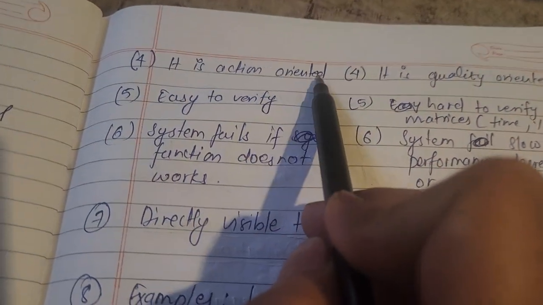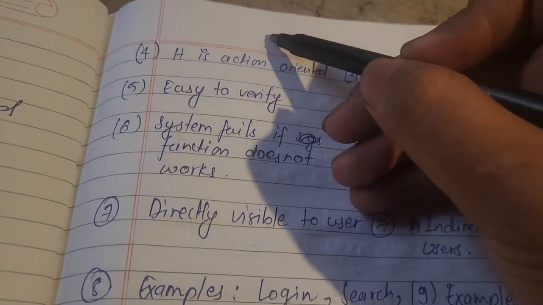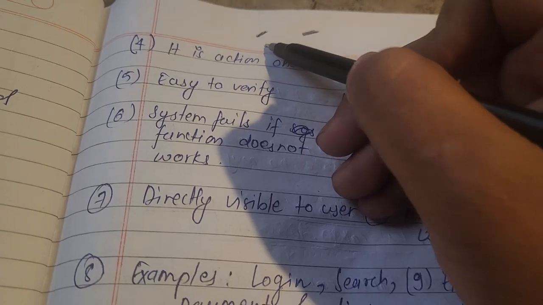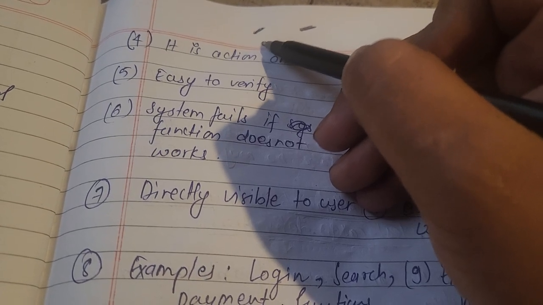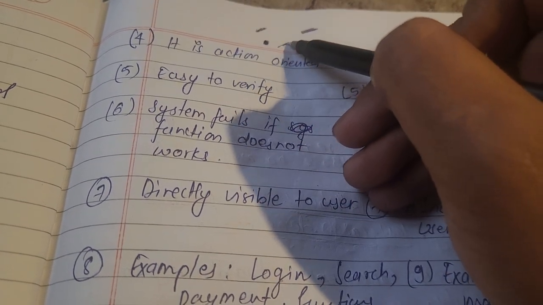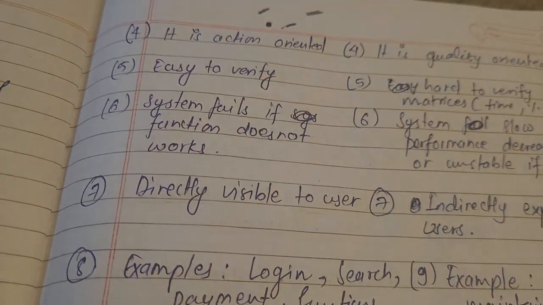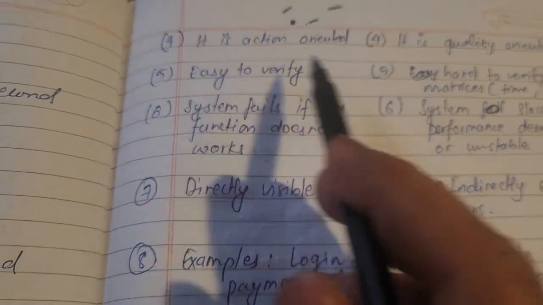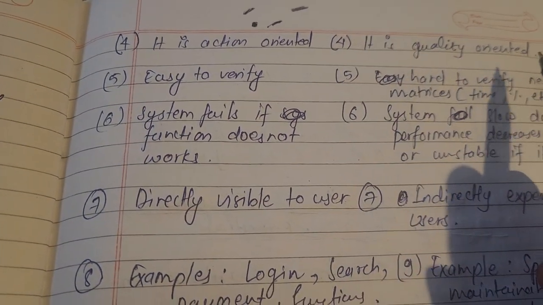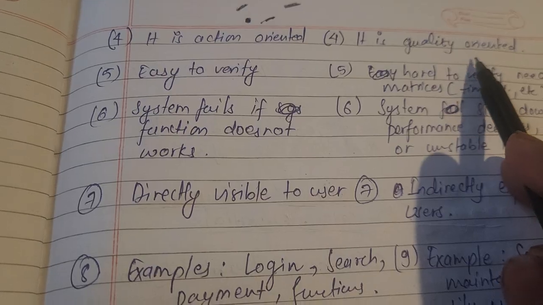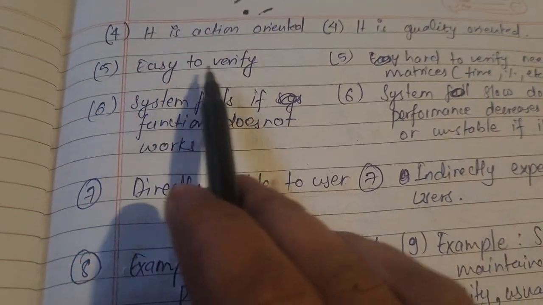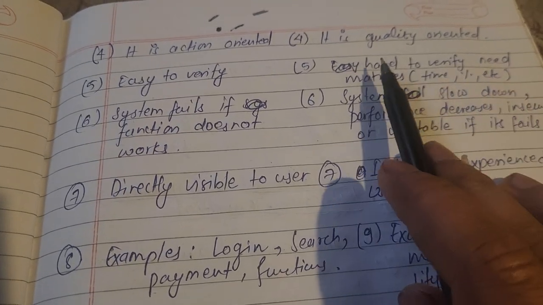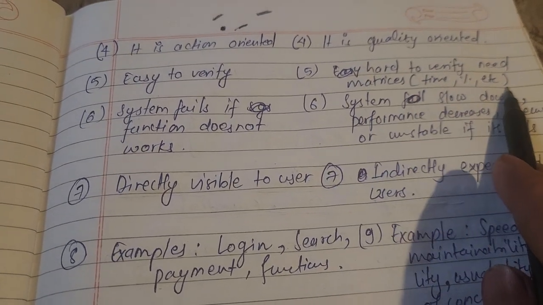Functional is action oriented. When we give input, it produces output. When we touch the button, it will generate the actions. That is, it performs functions. Non-functional is quality oriented, meaning it deals with quality. Functional is easy to verify, and non-functional is hard to verify, needing metrics, time, percentage, etc.